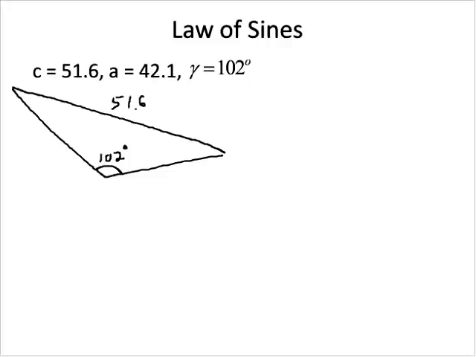I don't know, what do you want me to make? I'll make this angle alpha, because the side opposite that has to be 42.1. And I'll make this angle beta, so the side opposite that has to be side B.